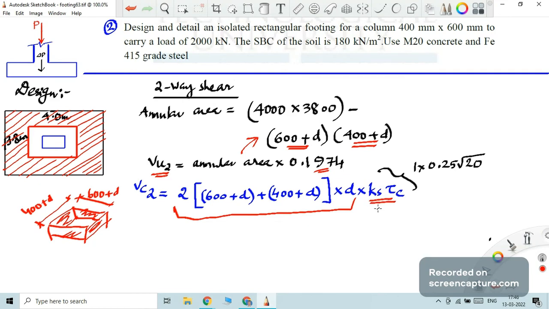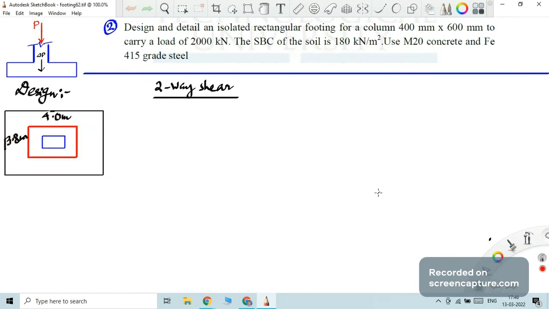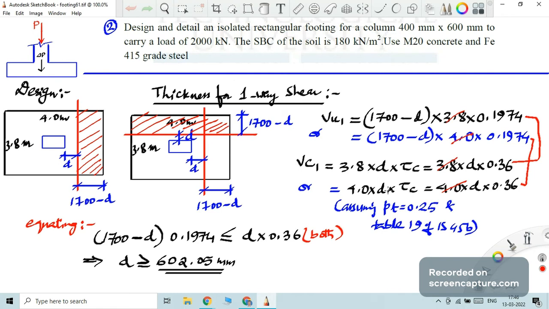Ks into tau c. See, I will tell you one thing. When you study this, there is a very real possibility of writing 0.36 instead of Ks tau c, as in the one-way shear problem. I'll show you that. This is a very common mistake. In VC1 you have used 0.36 from Table 19. Don't use that value in two-way shear. So don't use 0.36 in two-way shear.